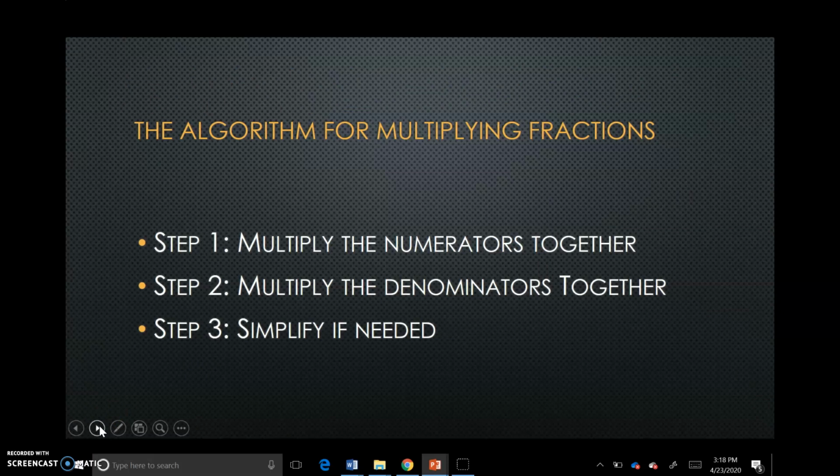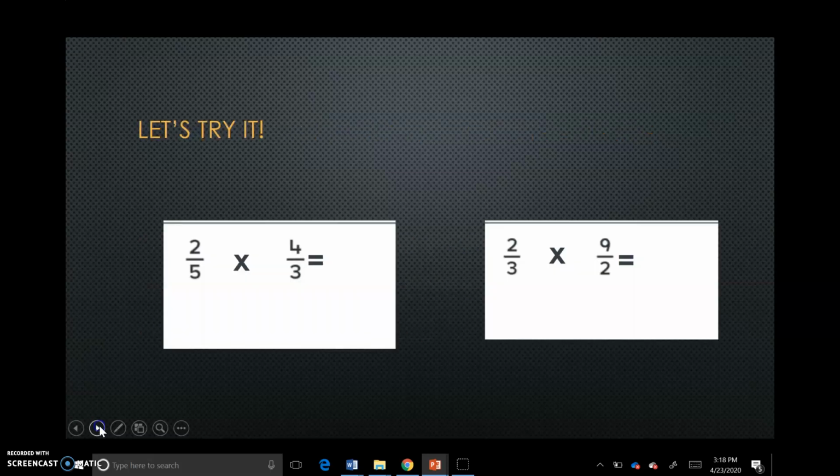And that is our algorithm. So step 1, multiply your numerators together. Step 2, multiply your denominators together. Step 3, simplify if need be. It is as easy as that. A little bit easier, a lot easier actually, than adding or subtracting fractions. You do not need a common denominator. You are just multiplying the numerators and then multiplying the denominators. And we've proven why that works in our visual models. So why don't we try a couple more?